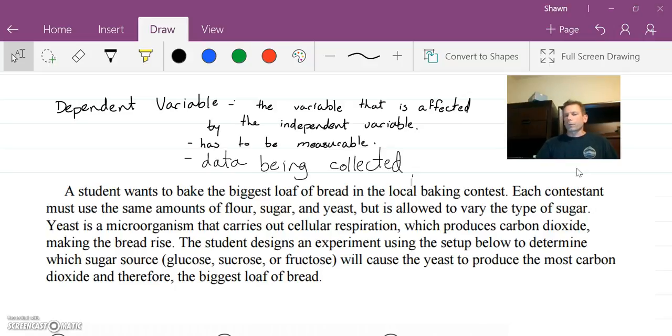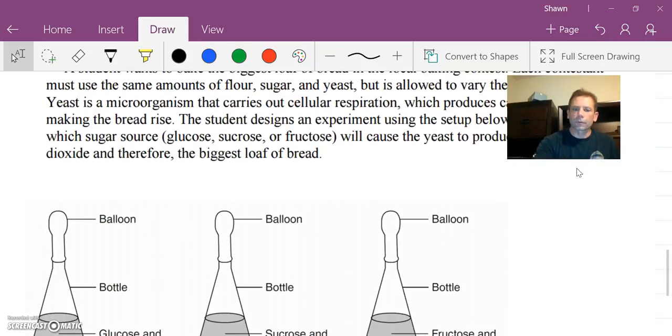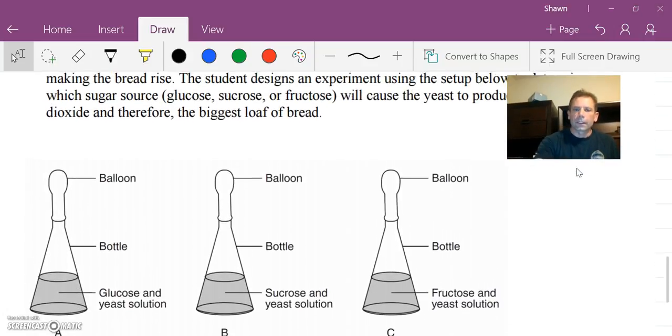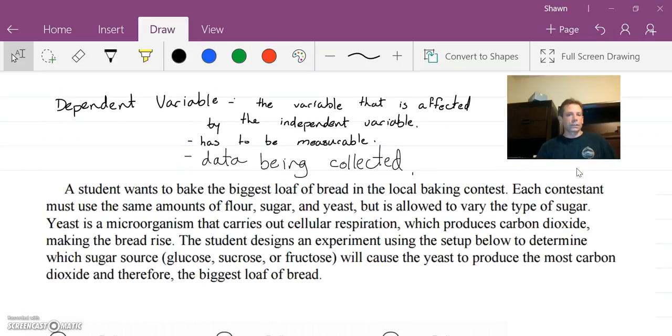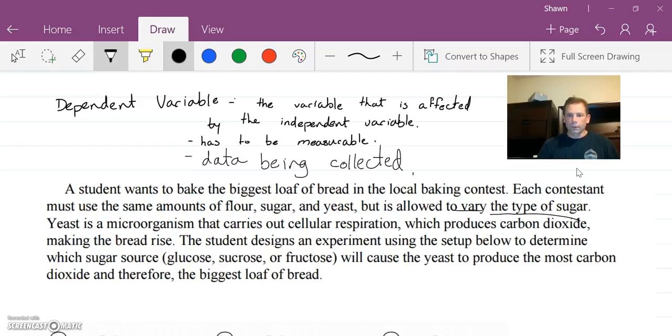Well, again, we're looking for independent variable and dependent variable. Let me scroll up just a little bit more so we can actually see some of these things. And you can also see, well, what is the scientist changing in this experiment? Well, they were allowed to vary the type of sugar. So the contestants vary the type of sugar, and you might say that's the independent variable.